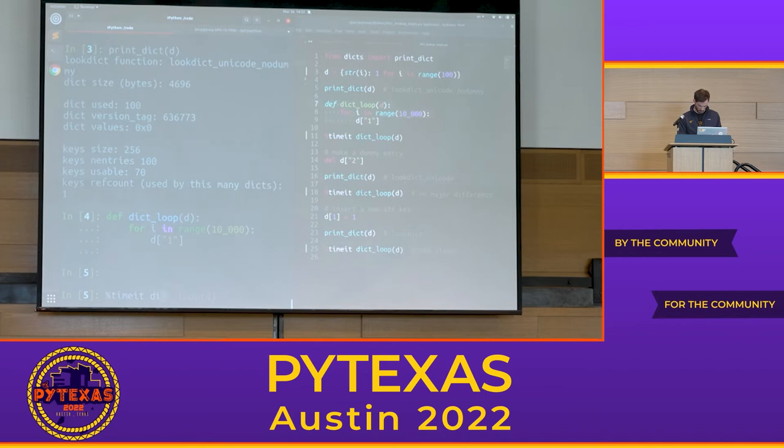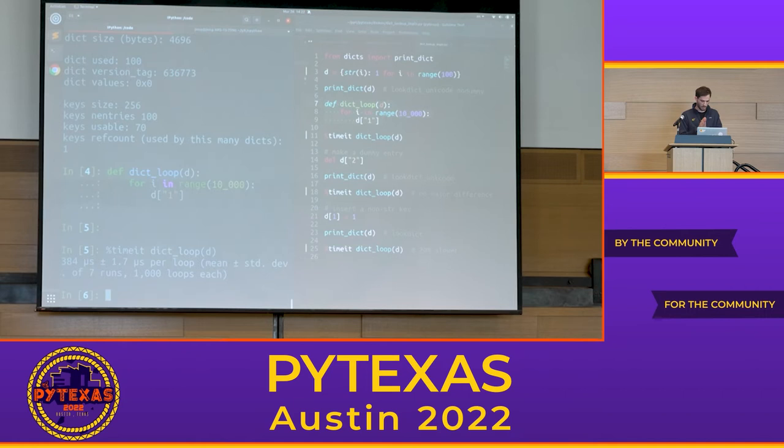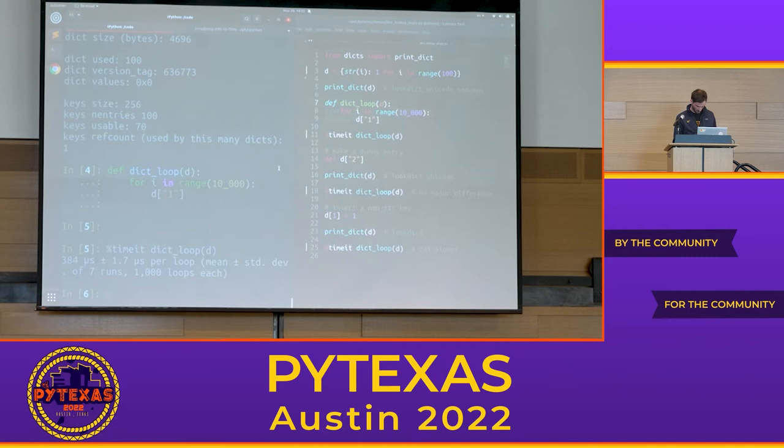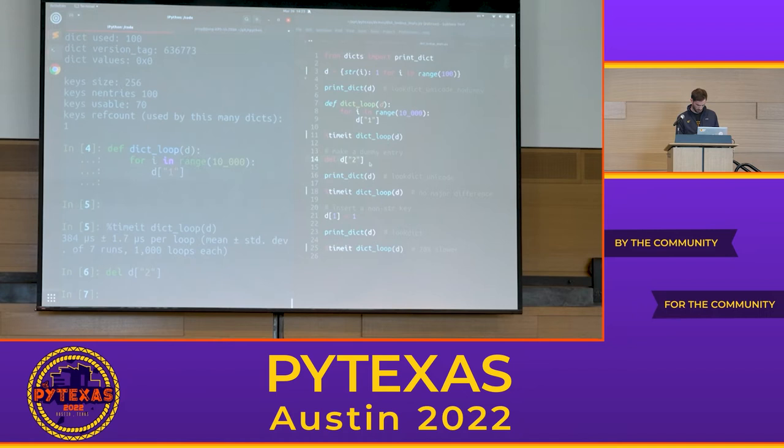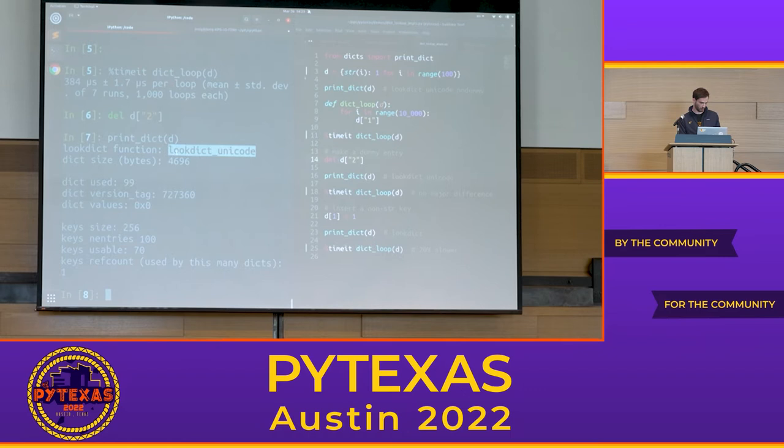We can run it and see how much time it takes to look up the dict 10,000 times. So it takes about 380 microseconds. Now we can delete an entry, and if we print the dictionary again, we can see that its lookup method has changed because we've performed the deletion.